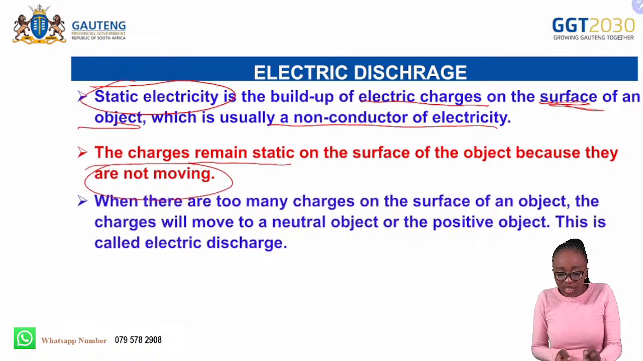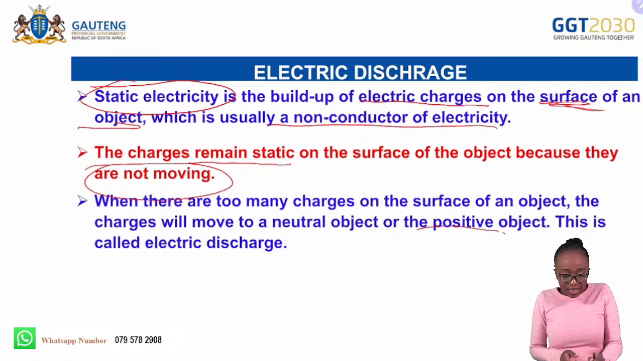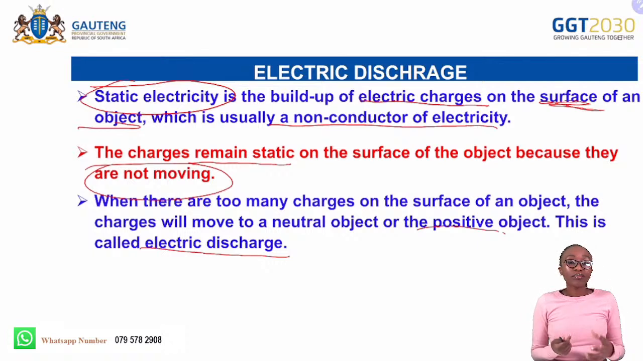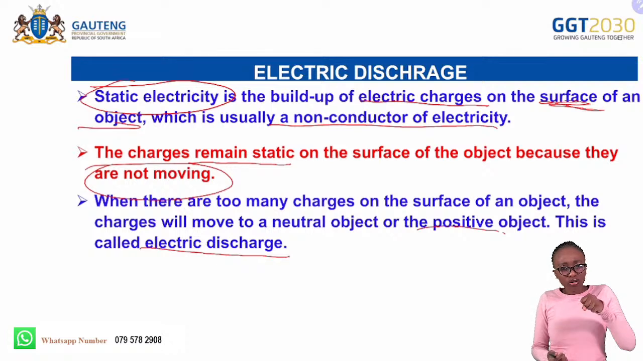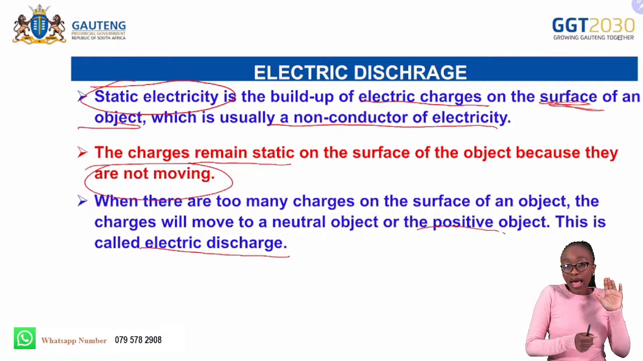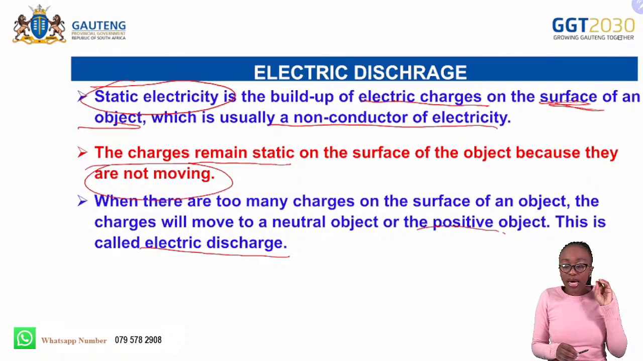So when there are too many charges on the surface of an object, the charges will move to a neutral object or a positive object. If there are too many of them, they're going to move. And this is called electric discharge. That's why sometimes when you hold a doorknob, you get shocked, right? So electric discharge would have happened. The electrons would have moved, the charges would have moved from the doorknob to your hand. Remember, your hand is neutral, and they would have moved from the doorknob to your hand.